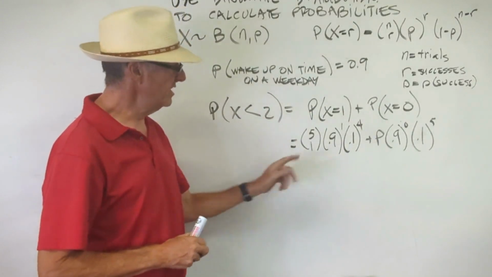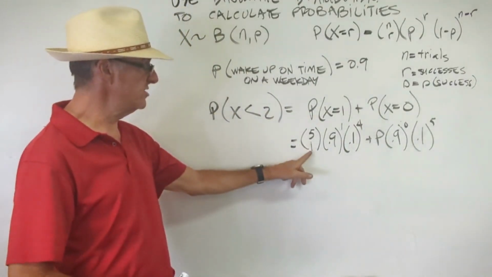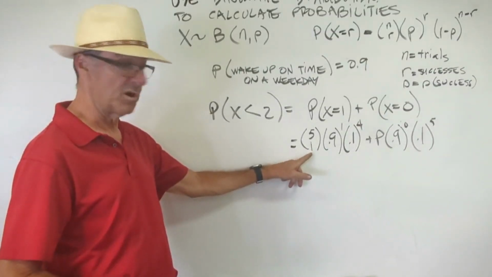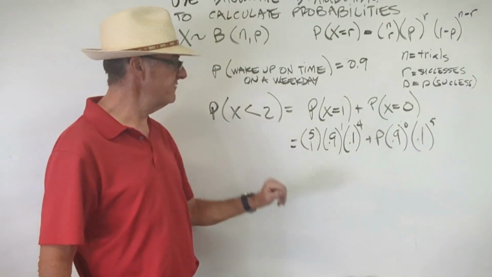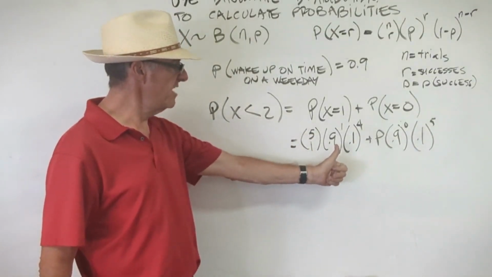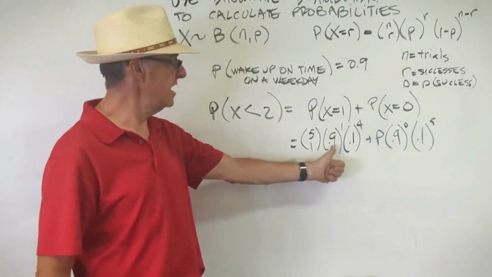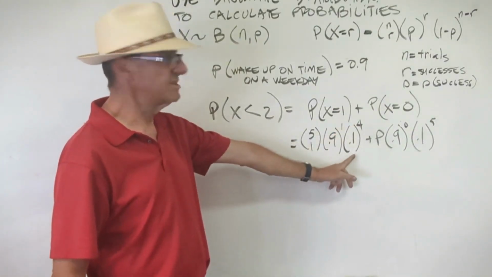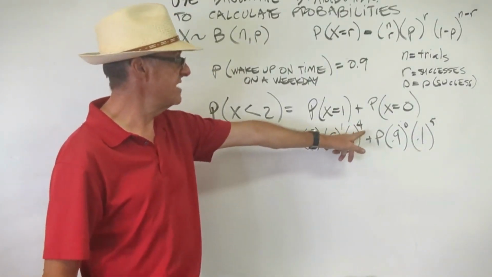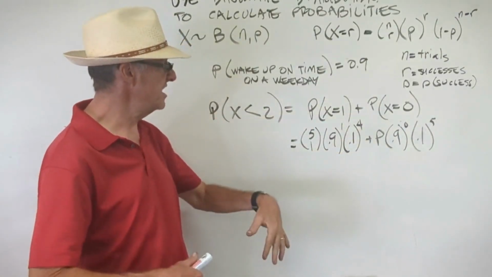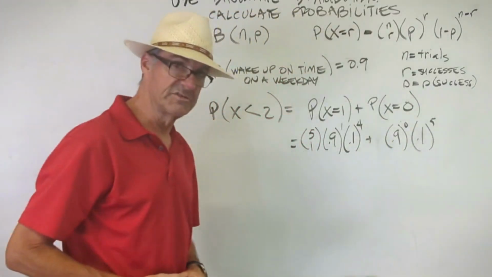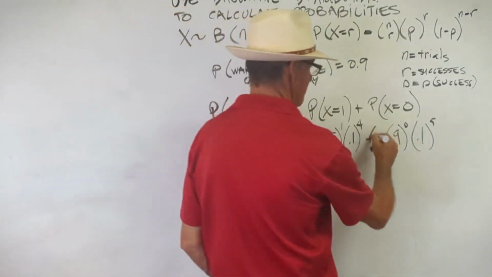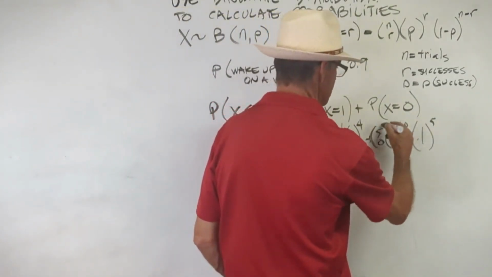Okay, so I put in the plug-in step here. Here's the combinatorial calculation prompt. How many ways can we get 1 time out of 5 total? And we multiply that by the probability of waking up on time to the r, and then this one is the probability of not waking up on time to the n minus r. And then the same thing here. What goes there? That's 5 choose 0.